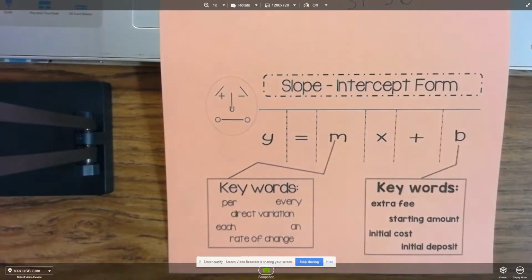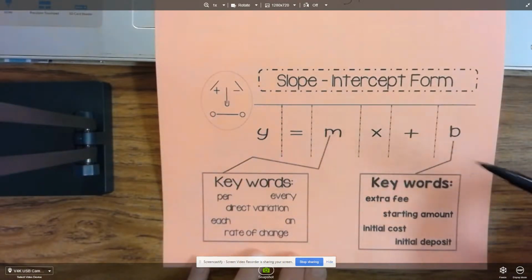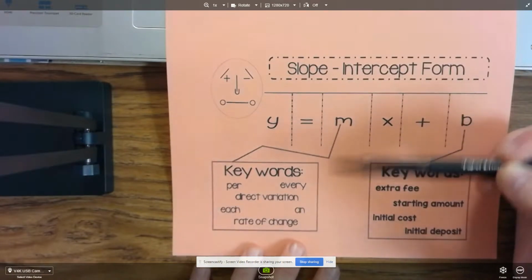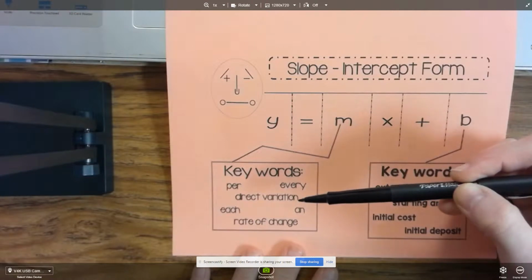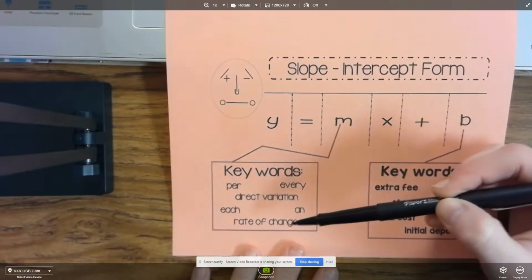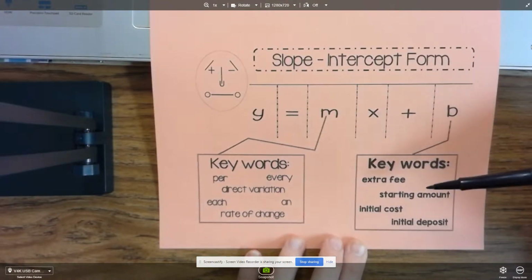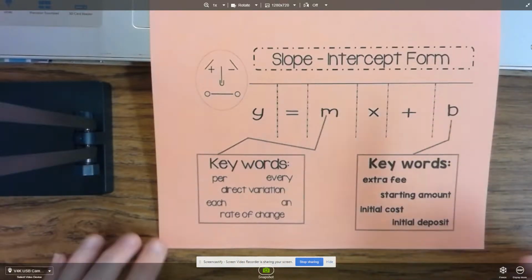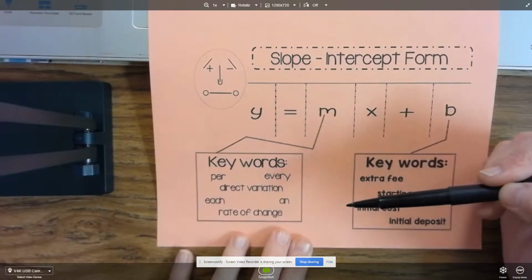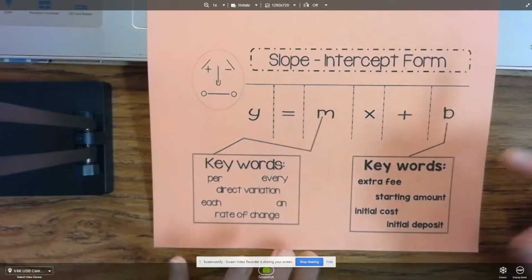This video is for slope-intercept form. Slope-intercept form is y equals mx plus b. M is our slope, and b is the y-intercept. In a word problem, keywords for slope, or the m, are per, every, direct variation, each, and rate of change. Keywords for y-intercept are an extra fee, a starting amount, an initial cost, and initial deposit. M is always something that's going to be multiplied, and your y-intercept, your b, is always something that's subtracted or added.